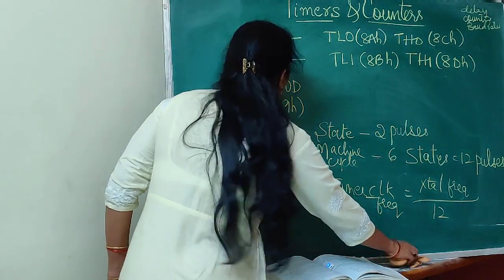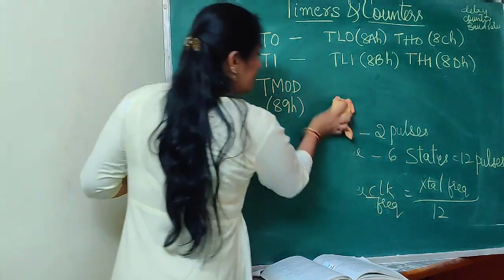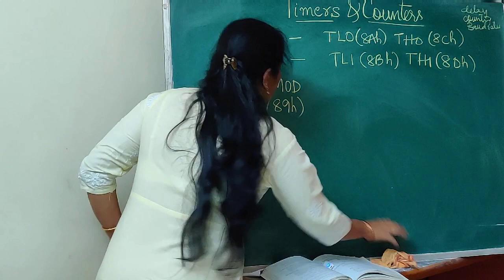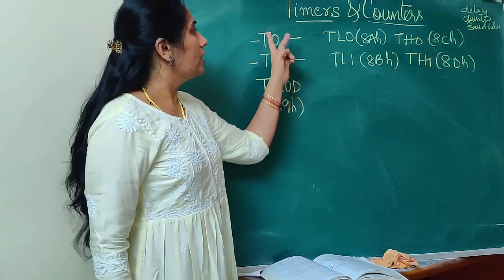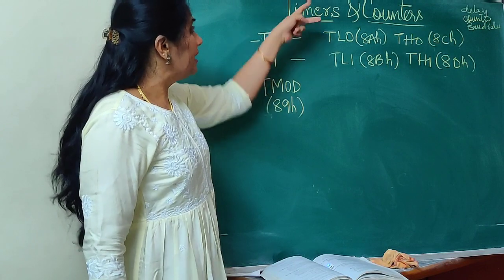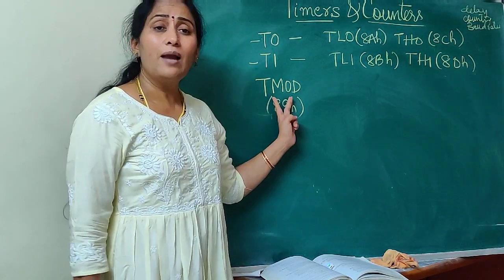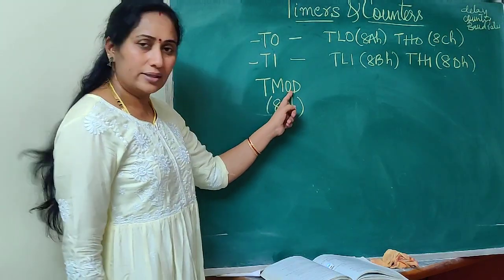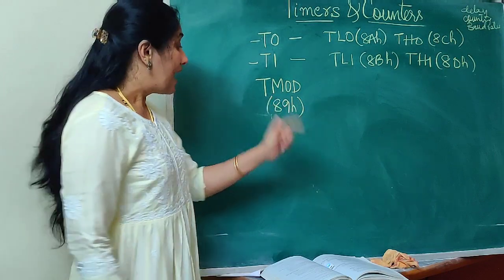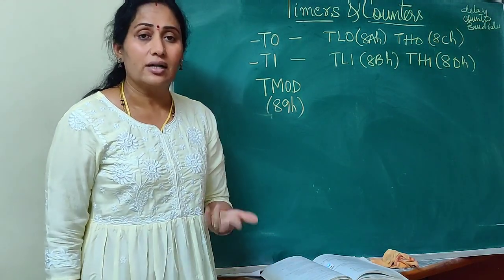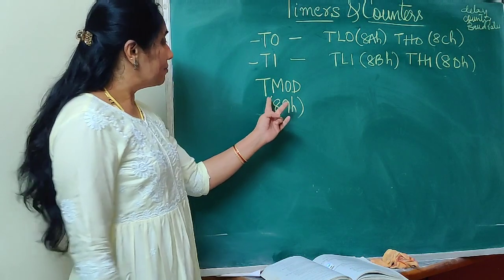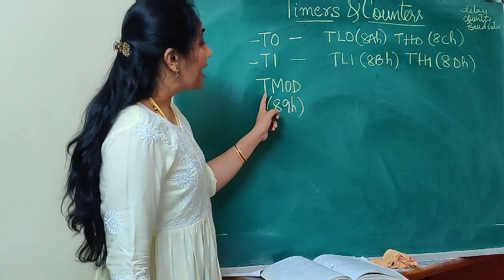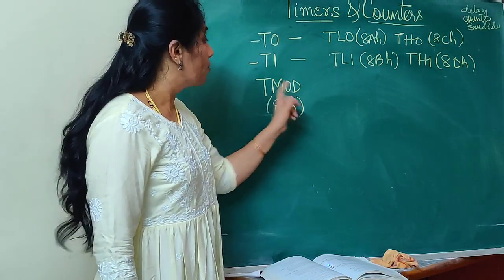So this is about the timer 0 and timer 1 special function registers and the machine cycle information. The timer or counter can be controlled with the help of the timer mode register, the TMOD register, and one more, the TCON register, the timer control register. First let me discuss the TMOD register, and then we'll go to the TCON register. Timer mode register.